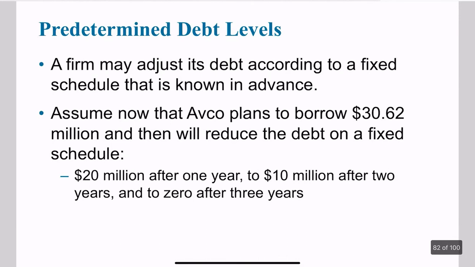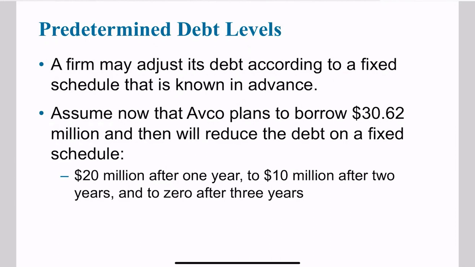And then there is the other case, the case with predetermined debt levels. Just by the name, you can see that under the policy of predetermined debt levels, the firm will change its debt level according to a fixed schedule, which is known in advance. So there are no uncertainties about debt levels in the future.